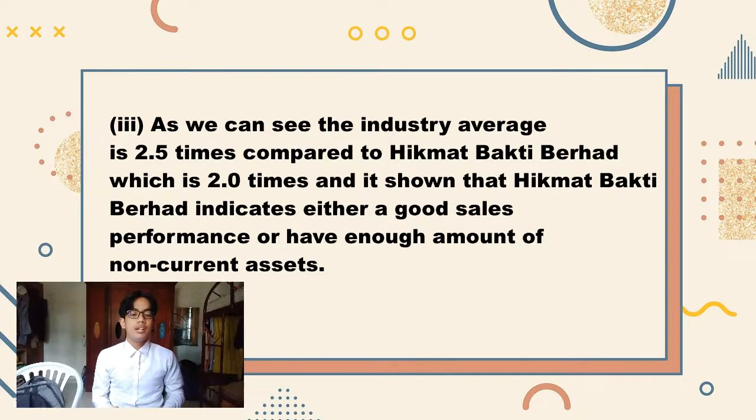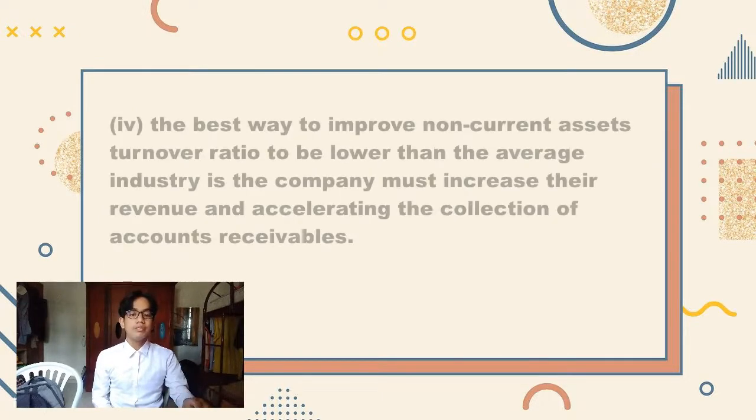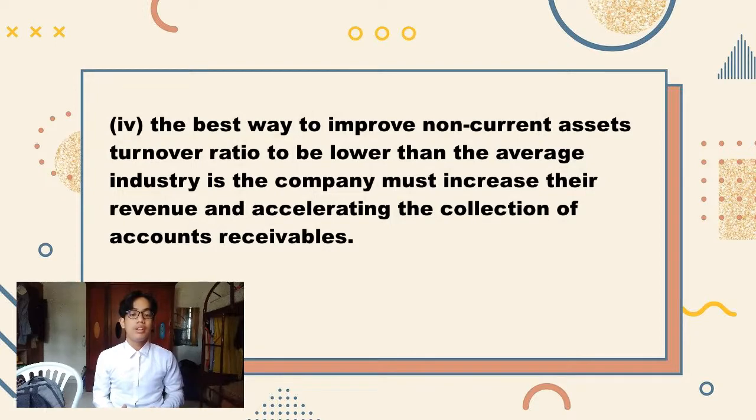As we can see, the industry average is 2.5 times compared to Hikmah Bati Berhad, which is 2.0 times, and it shows that Hikmah Bati Berhad indicates either a good sales performance or has enough non-current assets. And lastly, in my opinion, the best way to improve the non-current asset turnover ratio to be higher than the industry average is that the company must increase its revenue and accelerate the collection of accounts receivable.